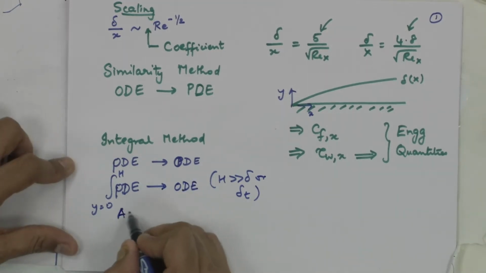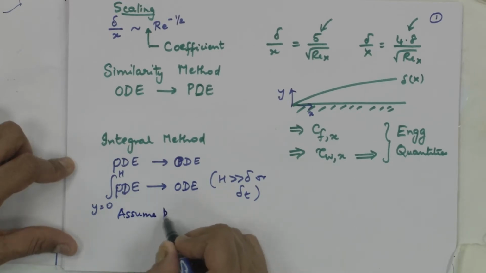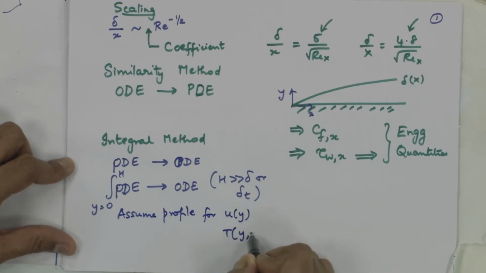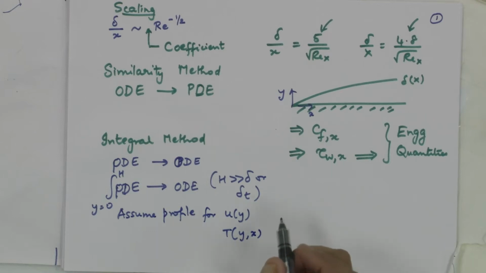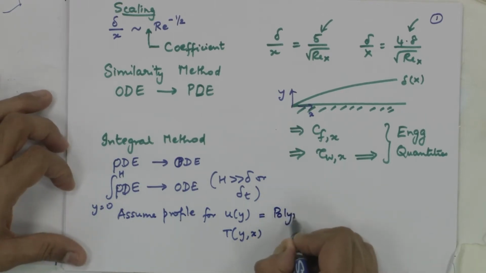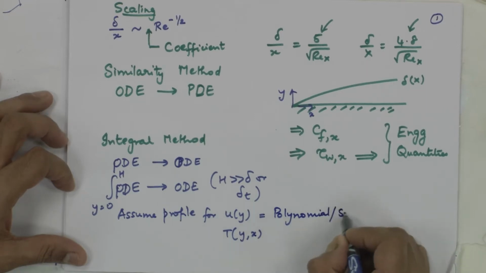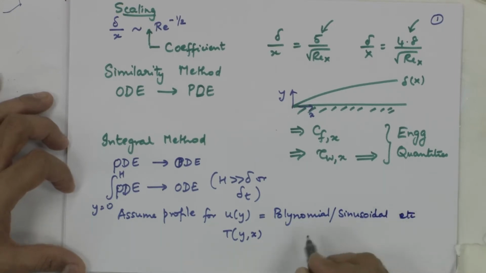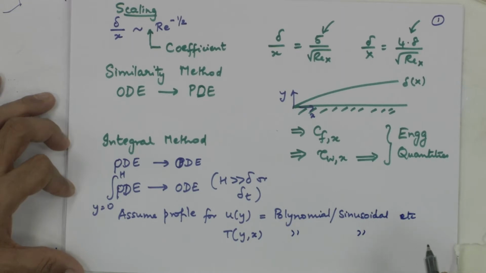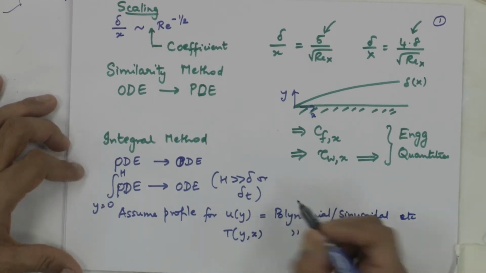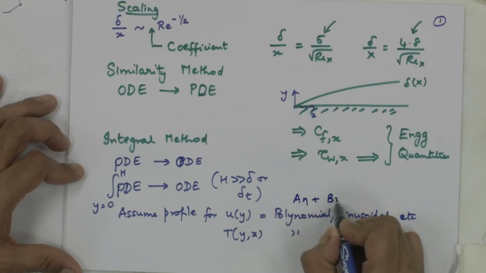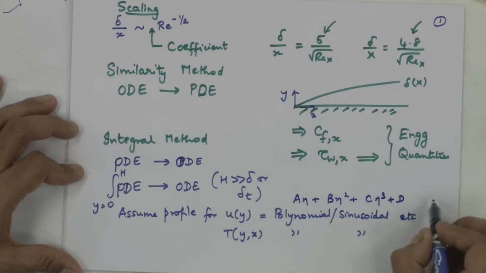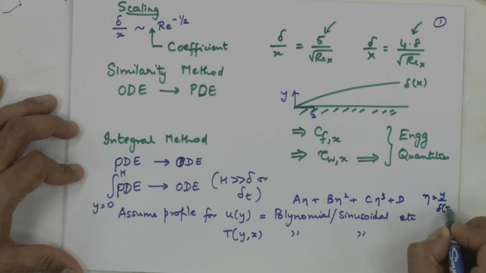Then you assume profiles for u of y or T of y comma x. That means, you say that this is going to vary as, say, a polynomial or sinusoidal or any function. You choose the function. Once you choose this, there would be, say for example, we take a eta plus b eta square plus c eta cube plus d, where eta is equal to y over delta as a function of x.